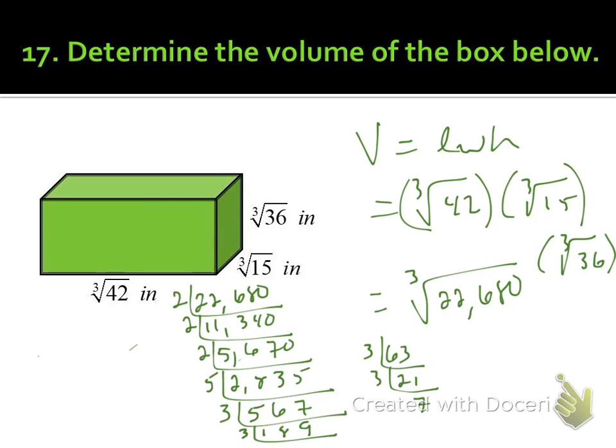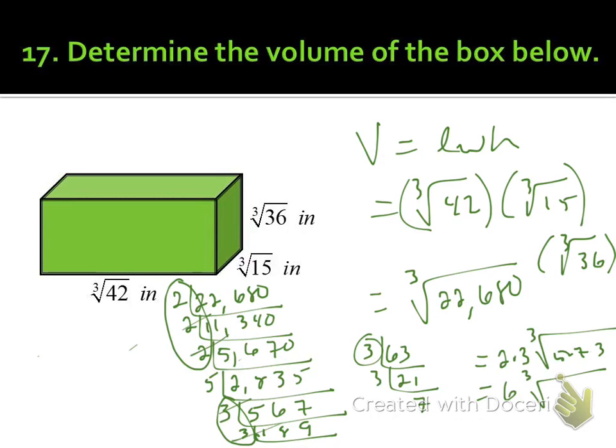So now I'm looking for 3 to break one out. There's 3 2s here. And there's 1, 2, 3 3s here. Okay? So we're going to shoot these two guys, shoot these two guys. So we're actually going to pull a 2 and a 3 out. And back inside, we're going to take 5 times 7 times 3. So we get 6 cube root of 15 times 7, which is 105. And this is inches cubed.